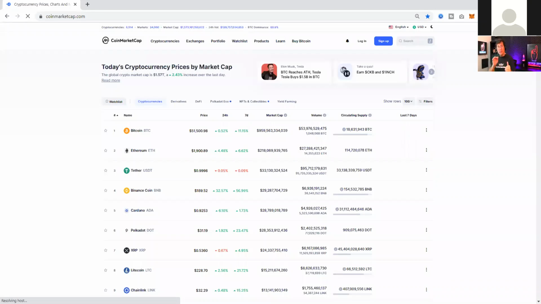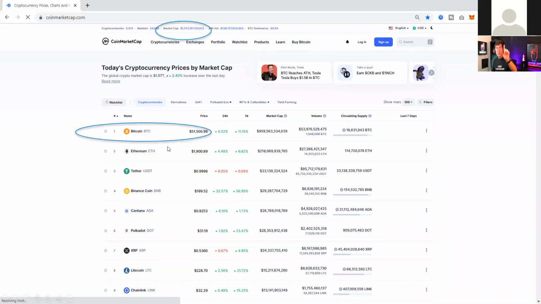These are the kind of learnings that you pick up in the certificate program. I'm just giving you a taste so you get comfortable with what it's like. This is the current cryptocurrency market. There's Bitcoin, the number one cryptocurrency. Right now, it's at about 51,500. Last time I checked, a little earlier, it was 52,000. And the market cap is over $1.5 trillion for the cryptocurrency market.